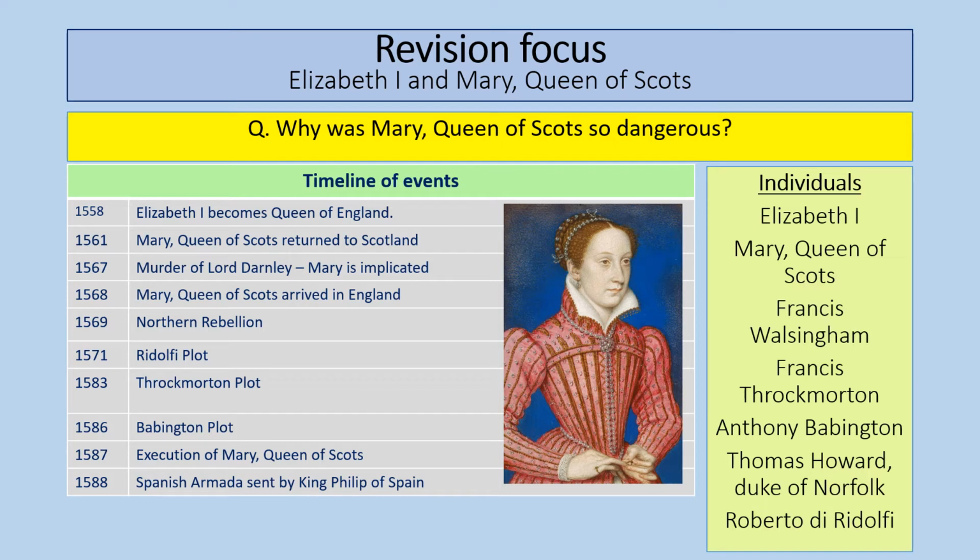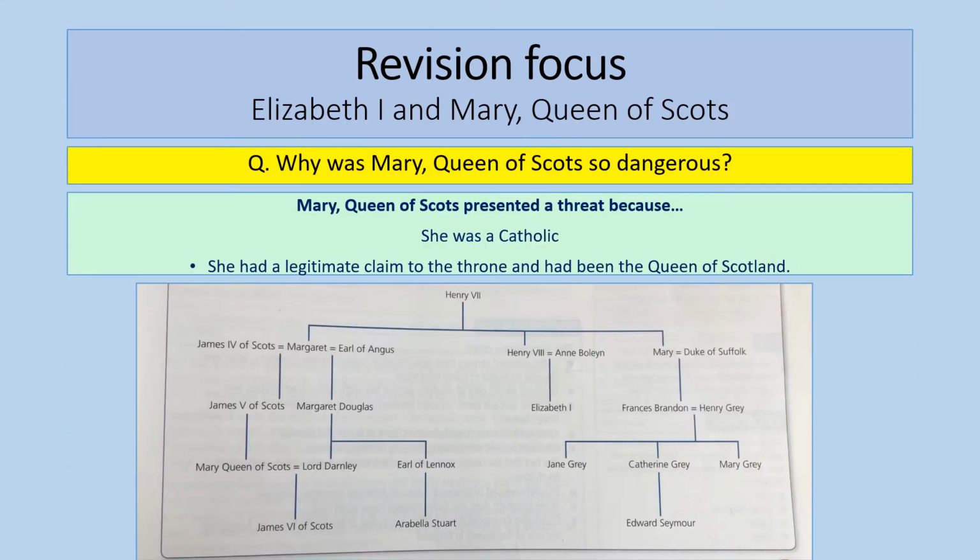So this video is just going to focus a little bit more on Mary Queen of Scots and her impact on Elizabeth's rule and why she was so dangerous. So to understand why Mary Queen of Scots was so dangerous, there's two real things for you to think about. The first is that she was a Catholic.